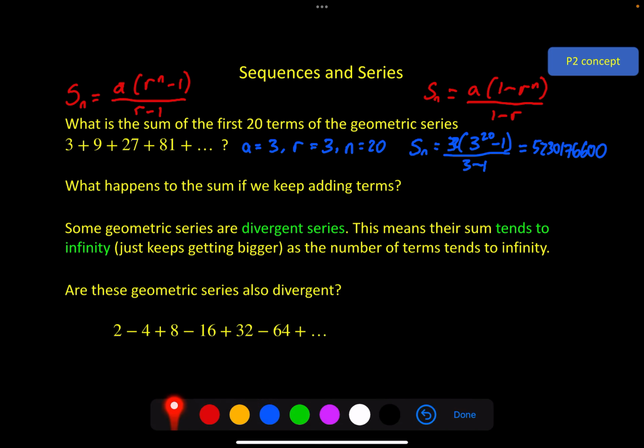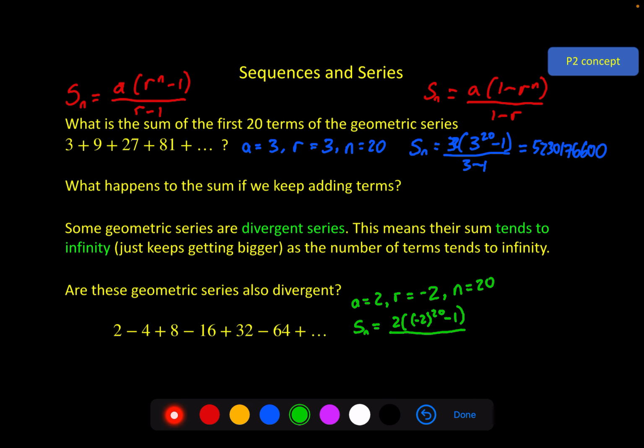So let's have a look. Is this geometric series also divergent? Can go through the process again. We've got a is 2, r is minus 2 because the positives and negatives are oscillating, and we need just some number, let's use 20 again, and then we can look at a bigger number, 30 say, and 40, and see what happens. So the sum is 2 times minus 2 to the power of 20 minus 1, all divided by minus 2 minus 1.